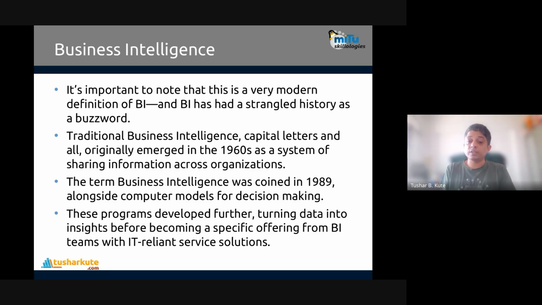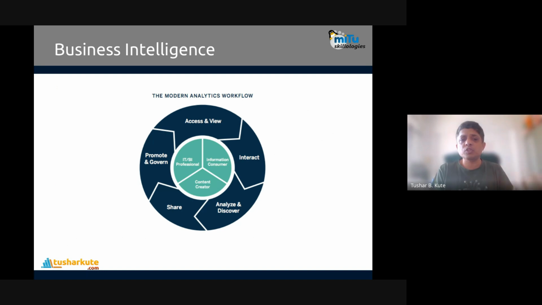This program developed further, turning data into insight before becoming a specific offering for BI. But at that time, these information processing tools were not available. Programming languages were also not that strong. That's why this term was not much evolved in that period.